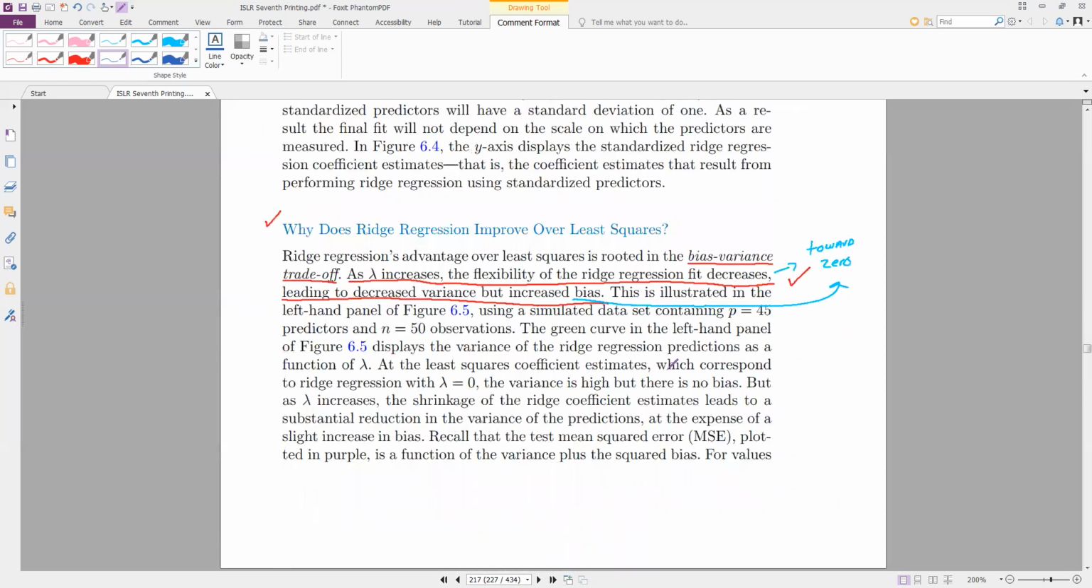What does ridge regression improve over least squares? So again, returning to our previous question, why would you want to do this in the first place? Well, let's look. As lambda increases, the flexibility of the ridge regression fit decreases, right? Makes sense, because as lambda increases, what do we know the coefficients are going to do? Coefficients are going to go towards 0, right? So the flexibility is decreasing. It leads to decreased variance, but increased bias.